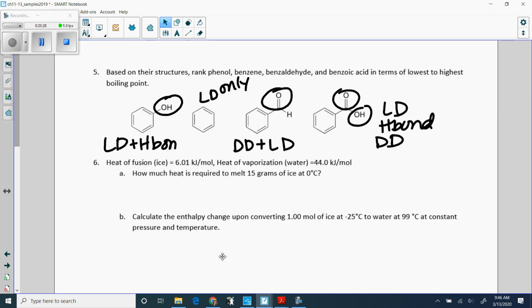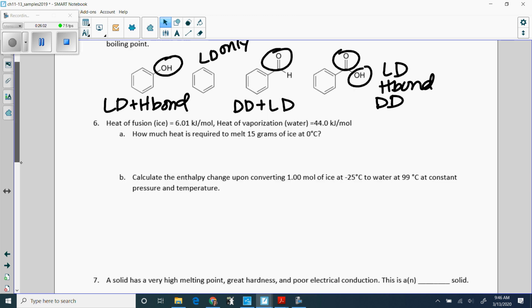Okay, but now rank them. Which one would have the lowest, and which one would have the highest? Lowest would be London dispersion only, because they're all the same size. It's all the same kids on the bus, not like methane to octane. Those were all different sizes. So lowest, then we have our dipole, then our H bond. And then look at this guy, it has 3. So that one's the strongest. This is some math that we will do on a different day.